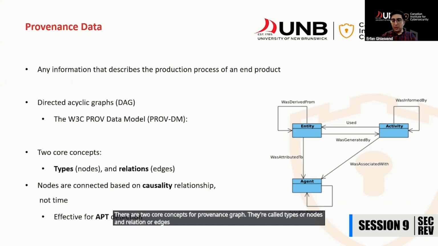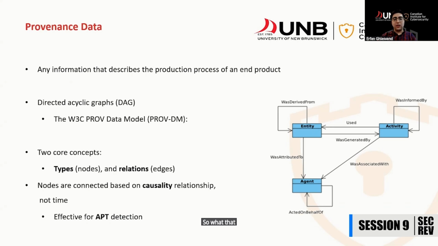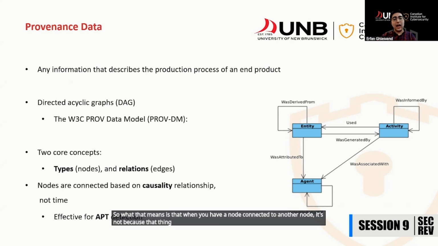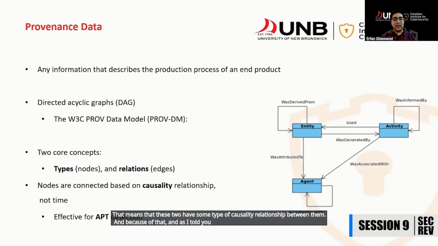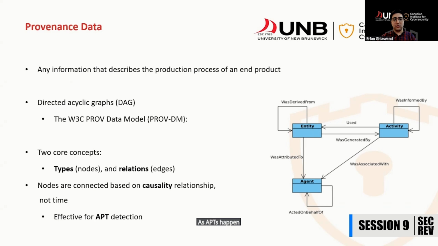The important thing about provenance data that makes it very useful for our applications is that nodes here are connected based on causality relationships and not time. What that means is that when you have a node connected to another node, it's not because that thing happened exactly after the first one. It means that these two have some type of causality relationship between them. And because of that, and as I told you in the last slide, as APTs happen over a long time, it's not going to be like a second after another.